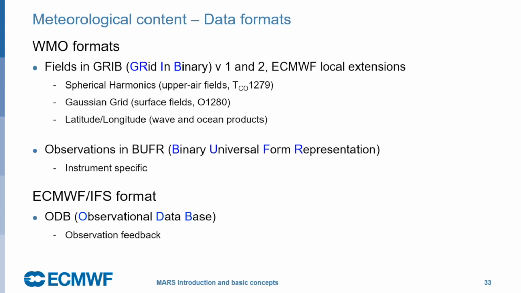Okay, so as I said, unlike in ECFS where you can store everything, in MARS we can only store GRIB data, and you will find now we have 2 versions. So some fields are in GRIB 1, other fields are in GRIB 2, and also ECMWF local extensions. The data which is archived for upper air from IFS is mostly in spherical harmonics, and for the surface data, Gaussian grid, and for the wave products, latitude-longitude grid.